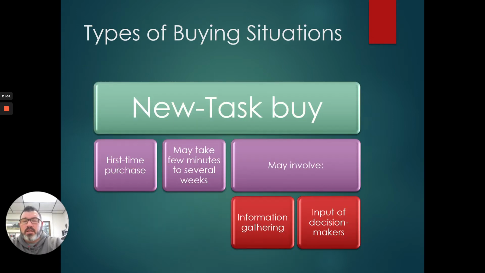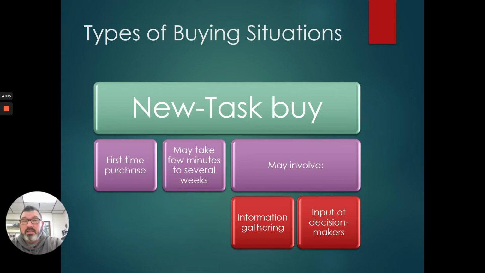So let's look at a couple different types of buying situations, and make sure that you keep these separate as you take notes along this section here. First is a new task buy. A new task buy is a first-time purchase of a product, and that selling process may take as short as a few minutes and as long as several weeks or months. Think about this as a new product that a customer maybe has never used before, never purchased before, never even thought about purchasing before. And so it may involve a lot of different things.